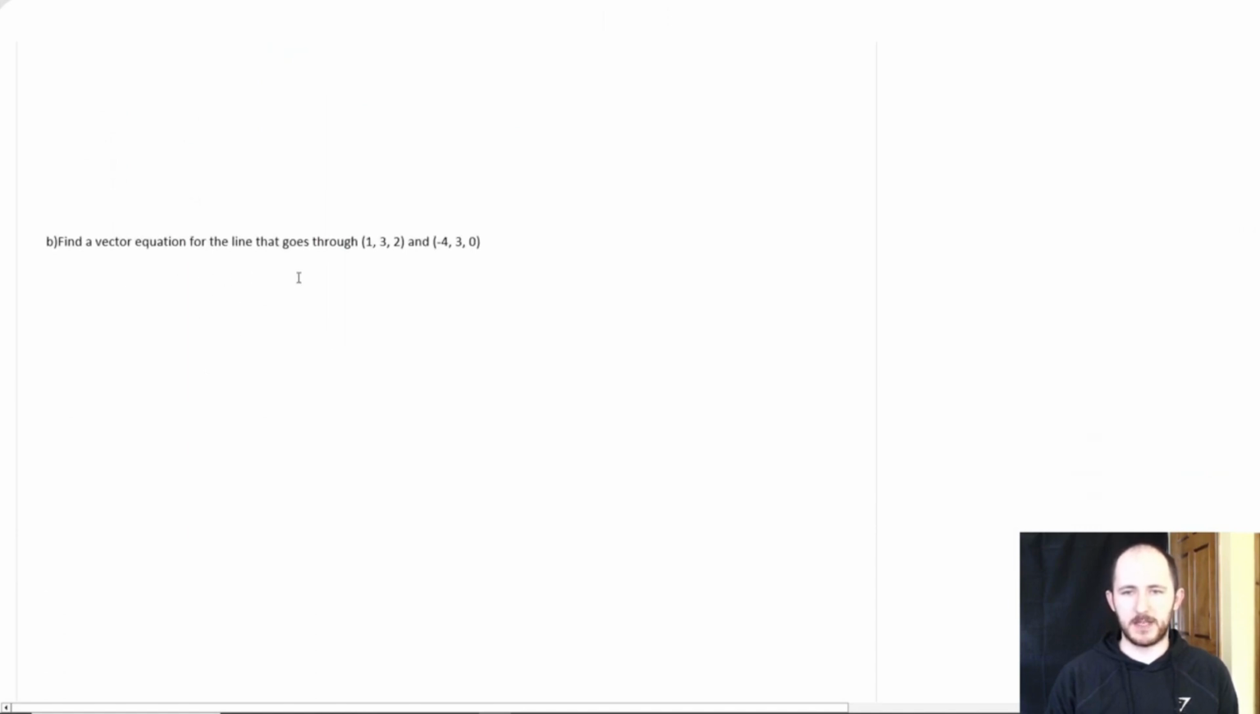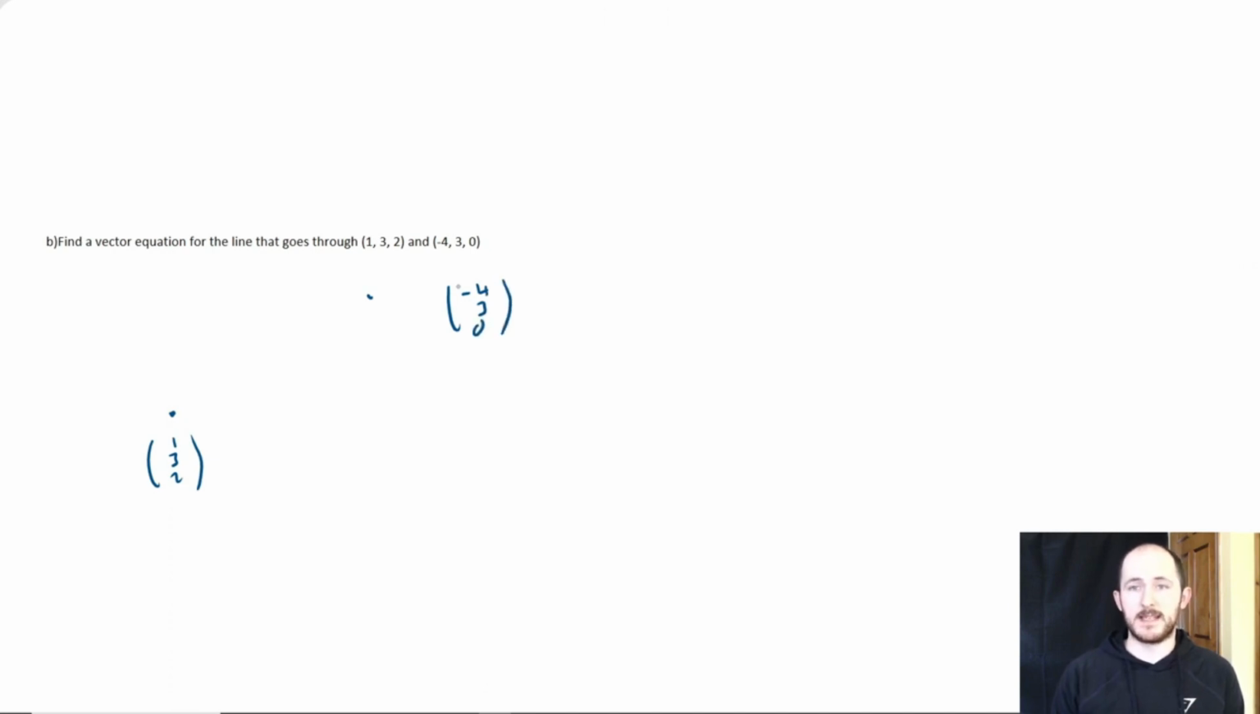Question 2, find a vector equation of the line that goes through 2 points. So this is again where it gets slightly more interesting. So we have these 2 points. Let's put them like this. And the other point, I know it's not actually accurate by any means necessary, but it doesn't need to be.